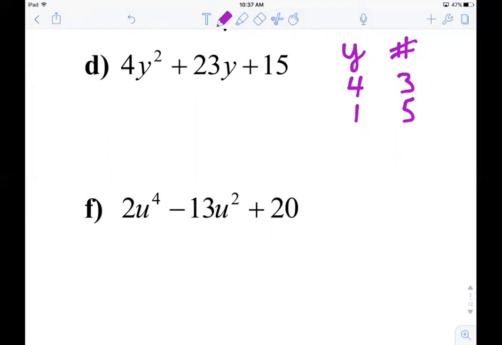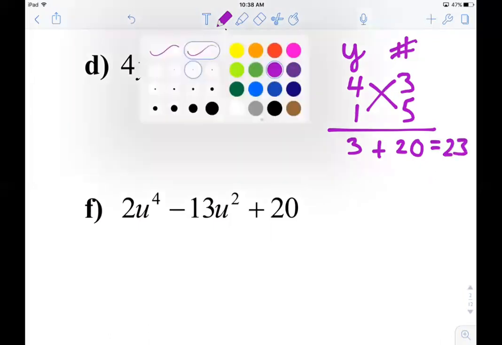Now notice if I tried 5 and 3 first, that's totally okay. It just means that I wouldn't quite get the correct result that I'm going to get right now. If I do 3 on top and 5 on the bottom, that's going to give me the perfect result that I want, where I have 20 here, and I have positive 3 here. When I add them together, it does give me positive 23, which is exactly what that middle term is.